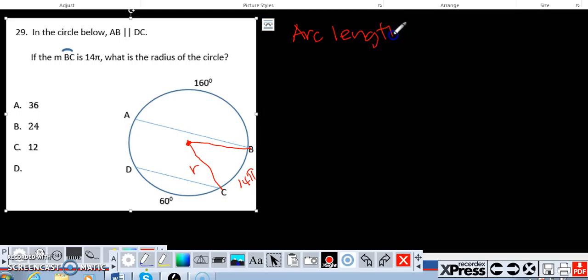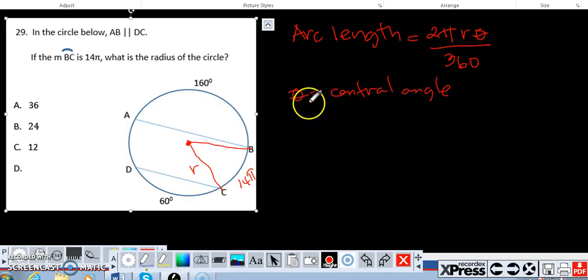I'm not so sure if you're familiar with the formula of arc length, but the formula of arc length is just equal to 2 pi r theta over 360. In this problem, this is your arc length. It's like circumference but only part of the circumference. So how far is it from C to B? That is 14 pi, and we're looking for R. Theta here is your central angle. It's like X, but it really is just a Greek letter that represents a central angle. So this is your theta here.